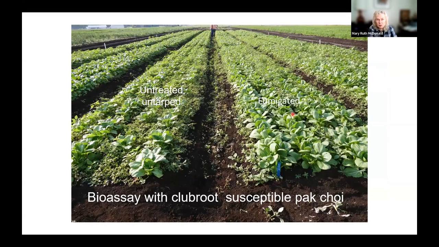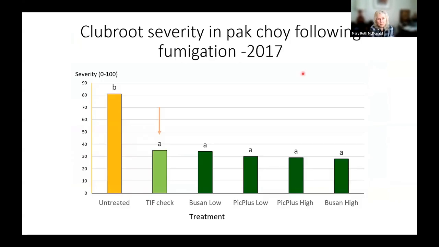So we could see that the pak choi was healthier, with more plants and far fewer weeds than in our non-treated check. When we looked at the numbers, there was 80% severity in the untreated, and fumigants definitely reduced the amount of disease. But the interesting thing was that even where we had no fumigant, just the covering, we were also getting essentially the same reduction in disease.